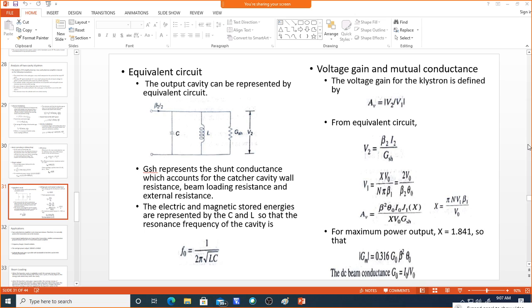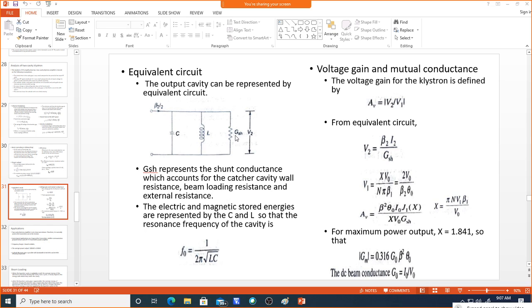Okay, so yesterday we were discussing the two cavity klystron. Now this is the equivalent circuit. At the output cavity, this C and L represent the energy storage in the cavity. GSH is the shunt conductance, which at the output cavity accounts for the catcher cavity wall resistance, the beam load resistance, and also the external resistance.